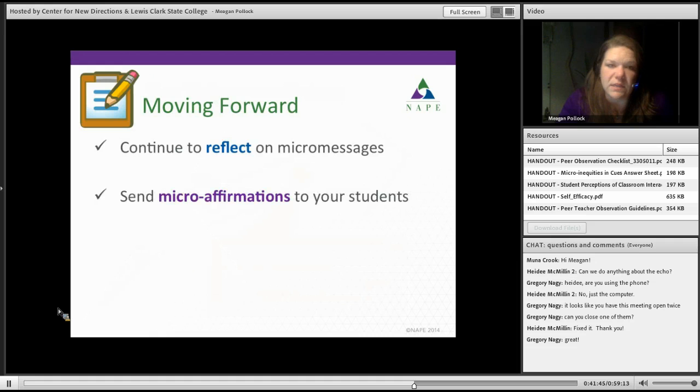So again, in closing, reflect on micro messages, send micro affirmations to your students, and send them often, right? It's so easy to think that our students, like, oh, we gave them that, they should be good. It's generally never enough, right? Because they're getting lots of negative messages from the world about their ability, where they belong, and what they can and cannot do. But we know that every student should have equal access to and equitable access to a diverse group of pathways to all different kinds of opportunities and work, right?